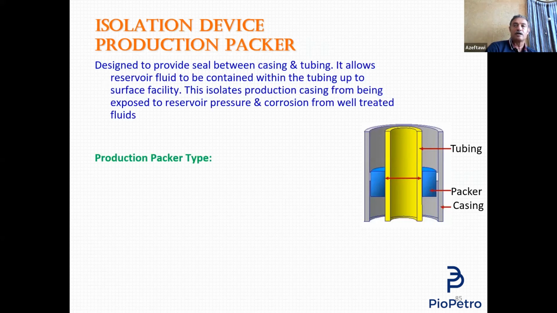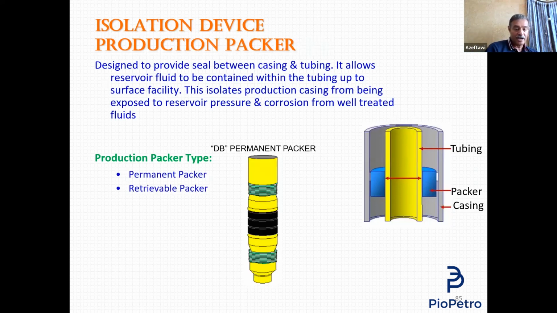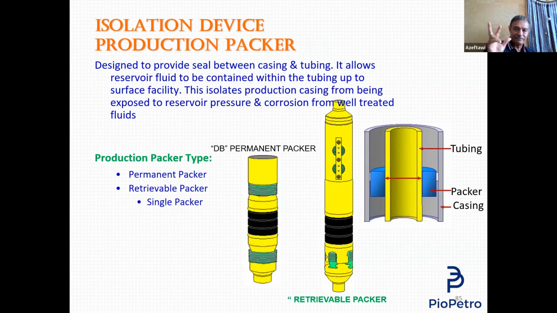Two types of production packer we have. We have permanent packer, this one, and we have retrievable packer. This is the retrievable packer. Both are the same. Mainly they have three elements. The yellow part, which is the body, the green part, which is the slips that bite on the casing to hold this packer in place, and the black part, which is the rubber element that makes the seal.